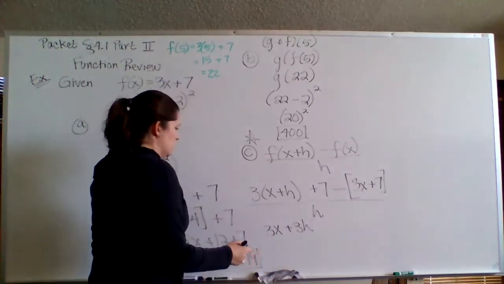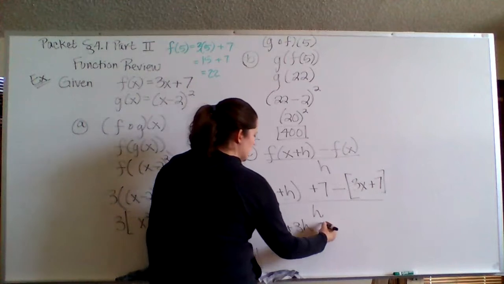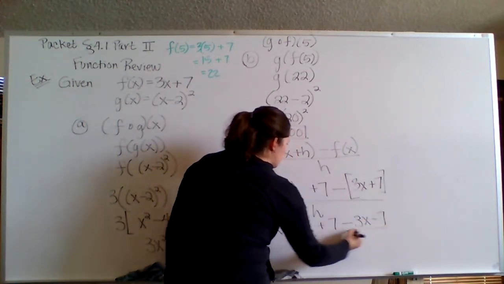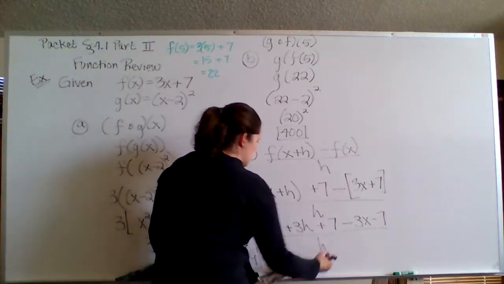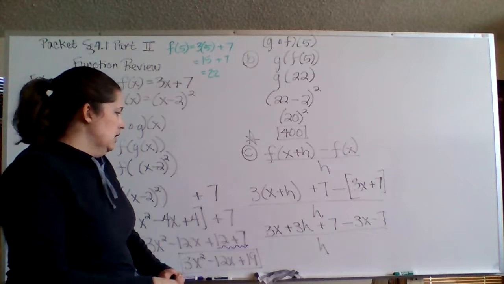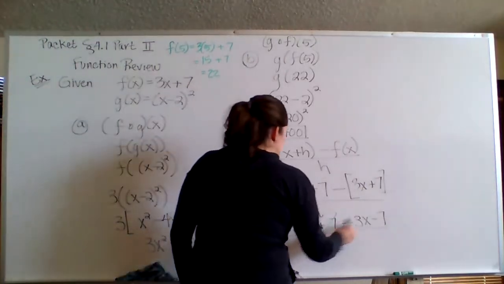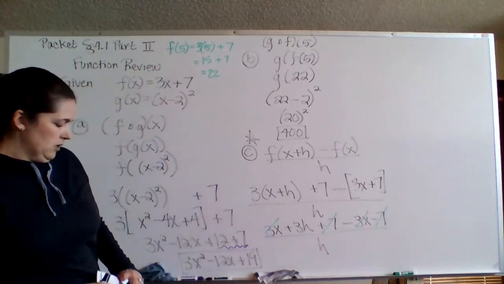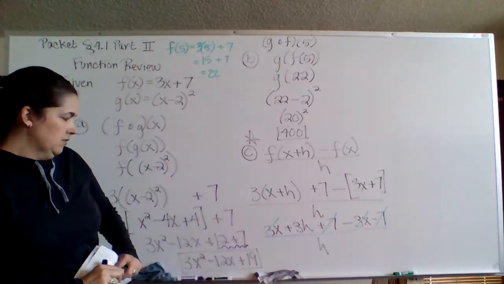So I'm going to distribute my 3 through. So 3x plus 3h plus 7. Distribute my negative through. Minus 3x minus 7. All divided by h. And I said, remember, some things should cancel, except things with h's. Oh, look at this. Positive 7, negative 7. They cancel. Negative 3x, positive 3x. Those are opposites. They're going to cancel. Now I have things that only involve h.